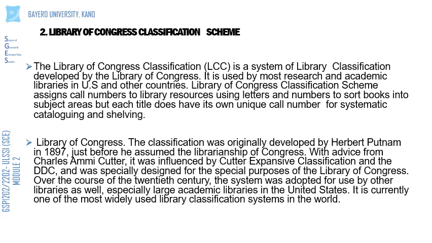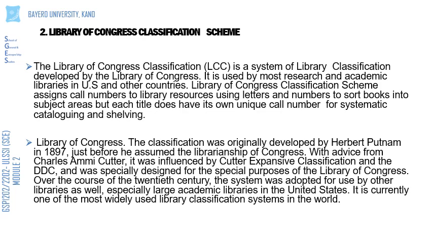The other type of classification after the DDC classification scheme is the Library of Congress classification scheme. The Library of Congress classification scheme, which is known as the LCC, is a system of library classification developed by the Library of Congress. It is used by most research and academic libraries in the US and other countries. It assigns call numbers to library resources using letters and numbers to sort books into subject areas, but each title has its own unique call number for systematic cataloging and shelving.